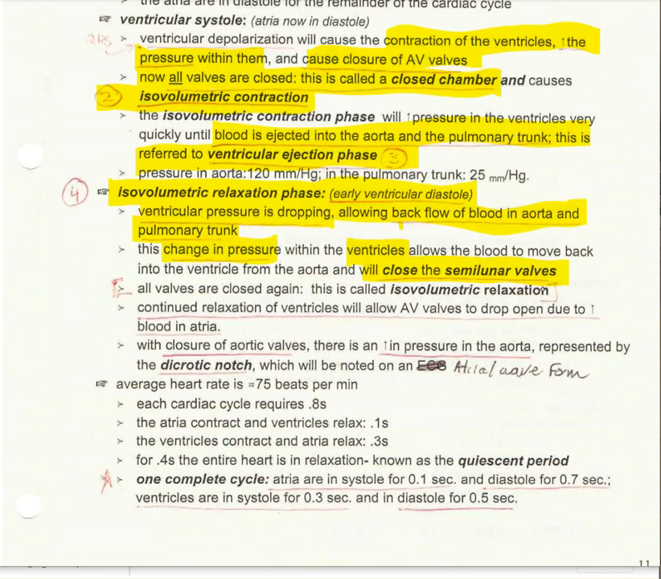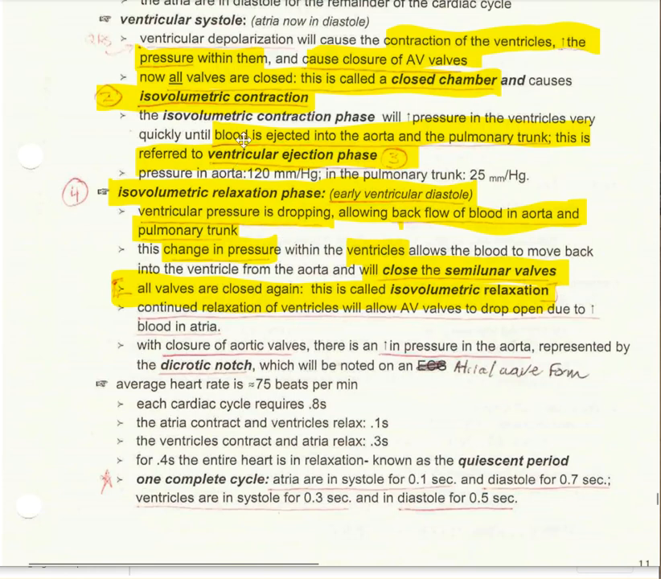All valves are closed again at this point, and so we have another closed chamber, and we call this isovolumetric relaxation. Think of that word for a minute. Iso means same volume, same measure of volume, relaxation, which basically means that no blood is going into or out of the ventricle at this moment, and the ventricle's in relaxation.